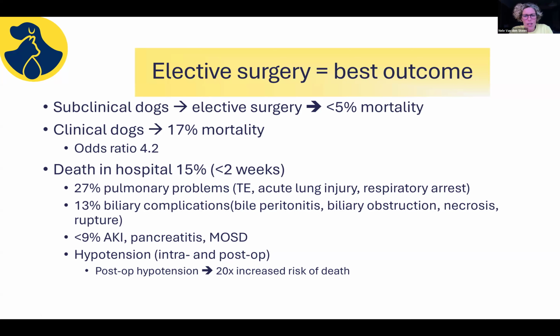They can have acute lung injury, they can have aspiration pneumonia if they've got regurgitation. We know a fair proportion of these dogs will have biliary complications, with either secondary biliary obstruction or problems with the surgical site, with further bile leaking from that point. There's a smaller proportion of dogs that will have acute kidney injury, pancreatitis, multi-organ systemic disease, and then the dogs with a low blood pressure, be it either intraoperative or postoperative, have a massively increased risk of that. Okay.